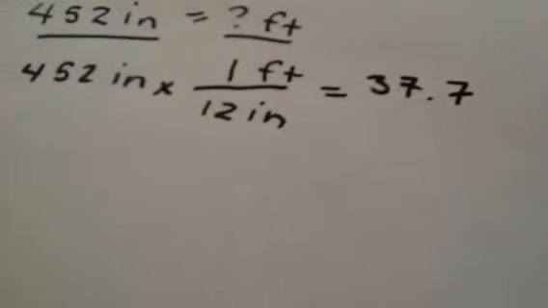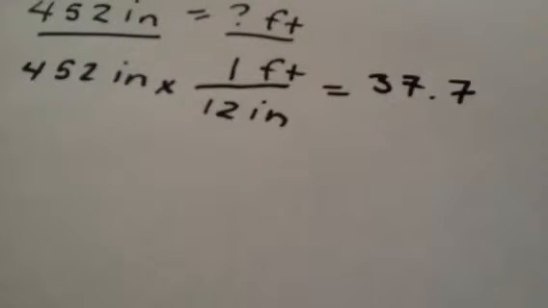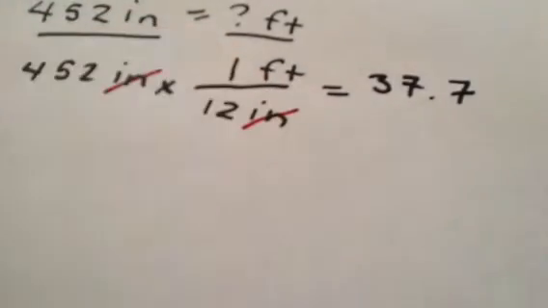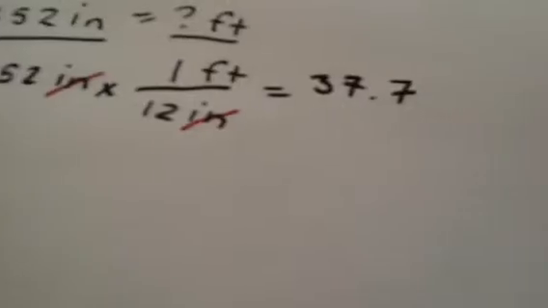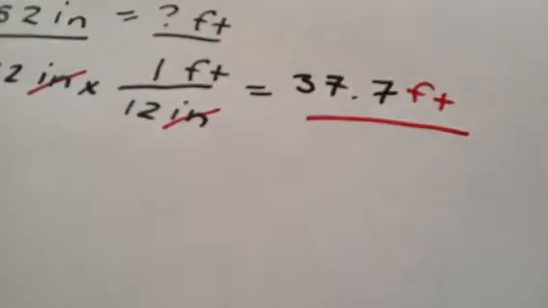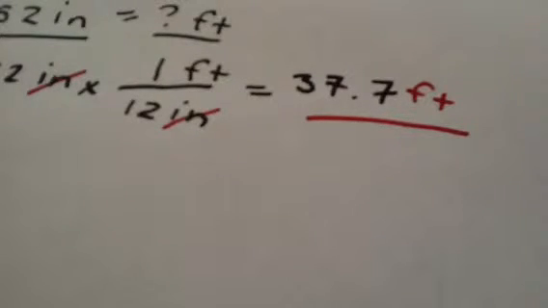Now, what units am I going to have? Well, I have inches and feet, but you can see the inches cancel out. So I'm just going to be left with feet. That means that 452 inches equals 37.7 feet.